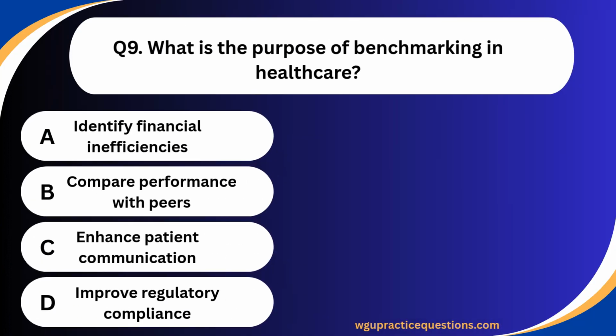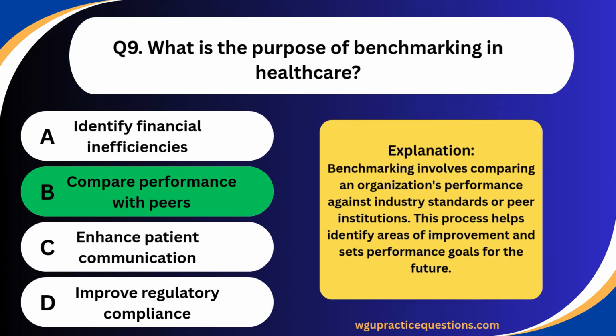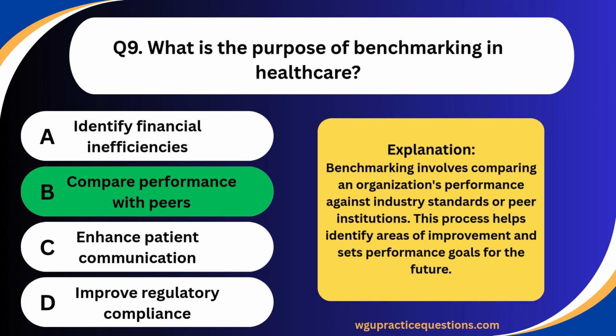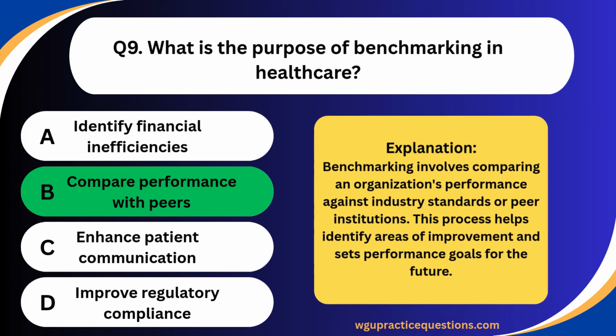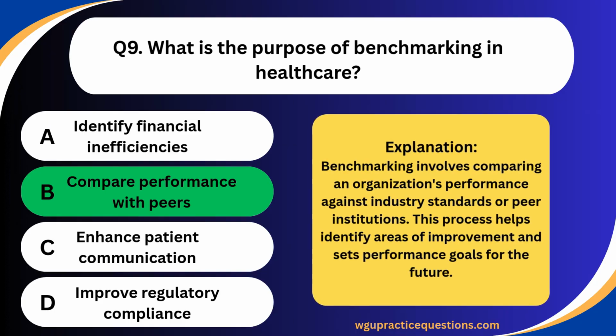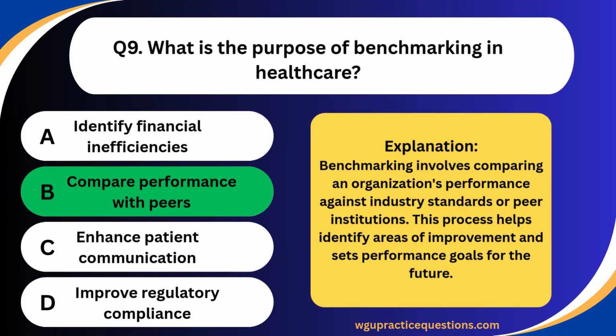The correct answer is B. Compare performance with peers. Explanation. Benchmarking involves comparing an organization's performance against industry standards or peer institutions. This process helps identify areas of improvement and sets performance goals for the future.